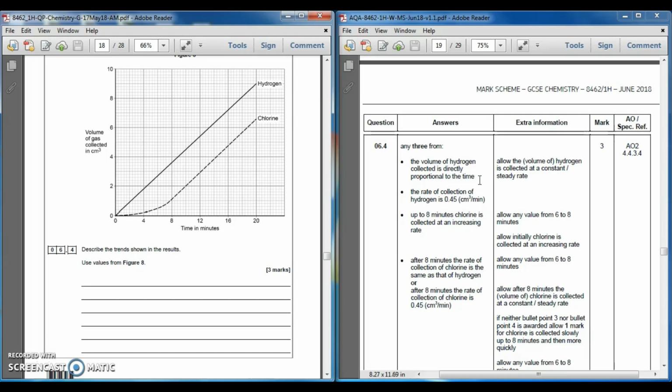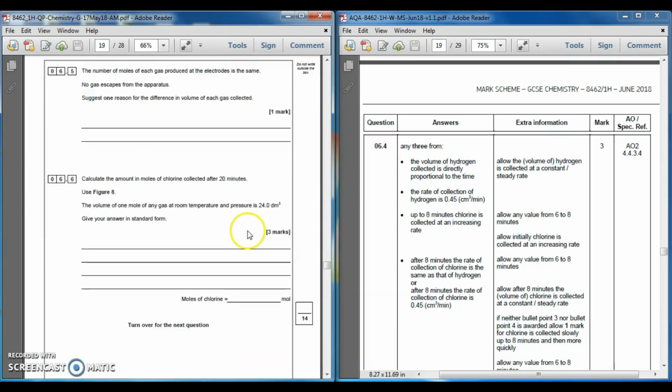It's still after 8 minutes that as the time increases, the volume of the gas increases, which you could have said as well. Look at that, after 8 minutes, the rate of collection of chlorine is the same as that of hydrogen. But the first bit, the rate changes. So initially, up until 8 minutes, the rate of collection of chlorine is changing. So there's 2 statements to say. So looking at the graph, there's one thing to talk about, there's a second thing to talk about, and there's a third thing to talk about for 3 marks. 6.5.